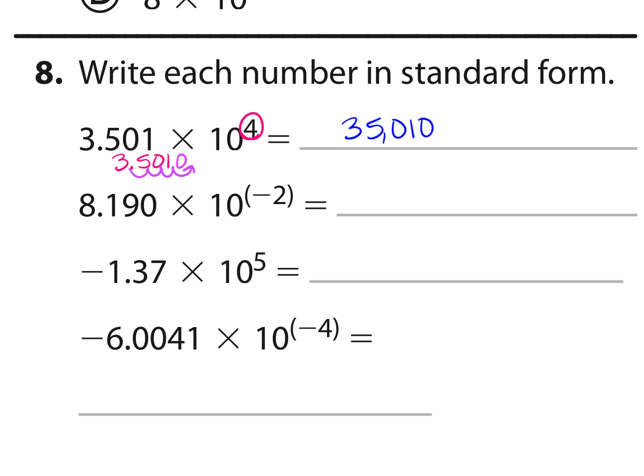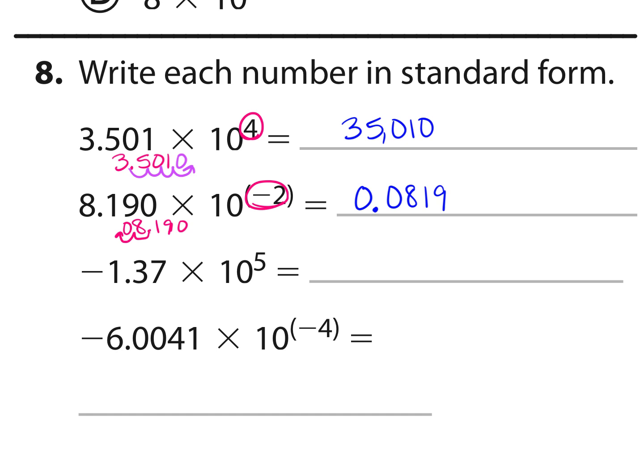Our next answer choice, 8.190. We're going to move our decimal negative 2 places, meaning this will become a small number. So I'm going to move to the left 1, 2 places. We'll use a 0 placeholder, and we get this decimal 0.0819. I don't need the 0 at the end. And I can use a 0 placeholder in front of the decimal. It's not necessary though.